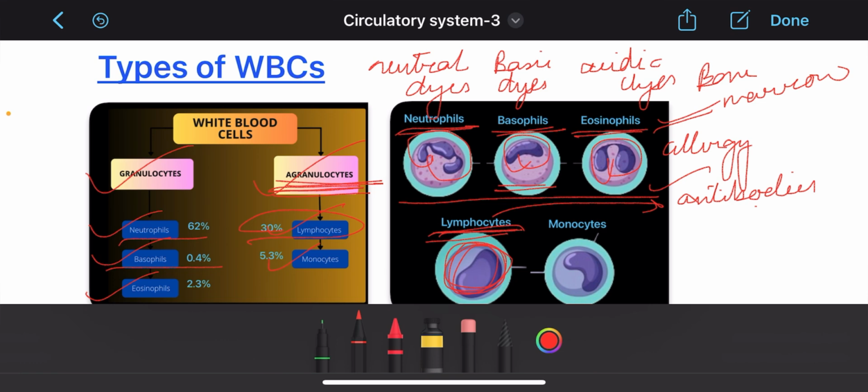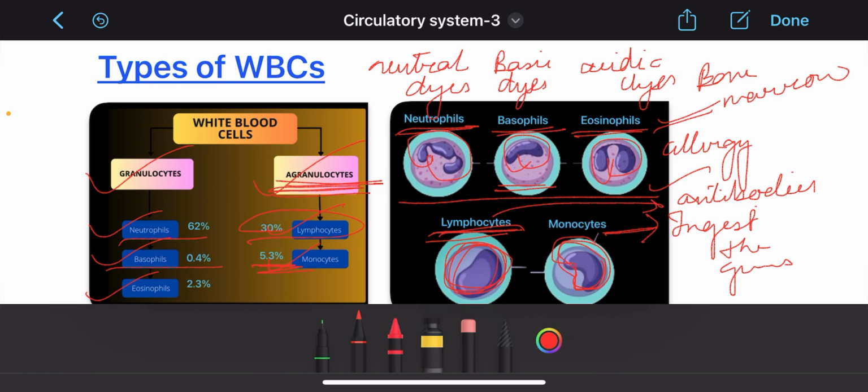Now another one is monocyte, which is about 5.3%. The nucleus is large and kidney shaped. You can see it is a bean shaped or kidney shaped nucleus. At the site of infection they transform into macrophages. That means they eat up the germs. They ingest germs. This is the function of monocyte. They are also produced in bone marrow.